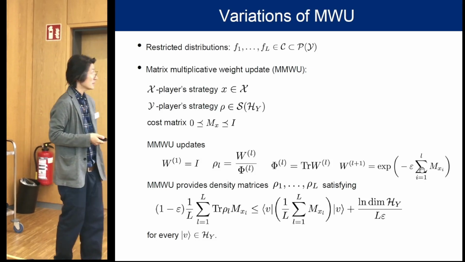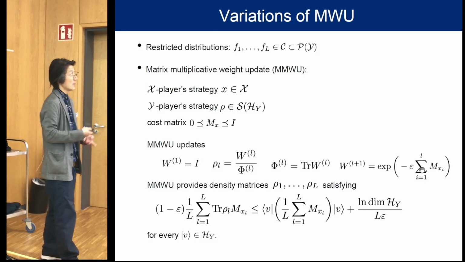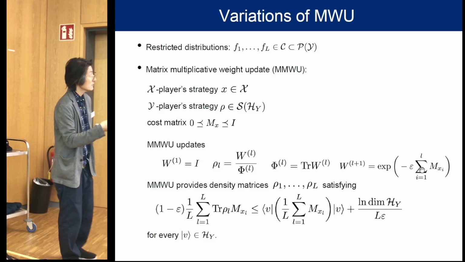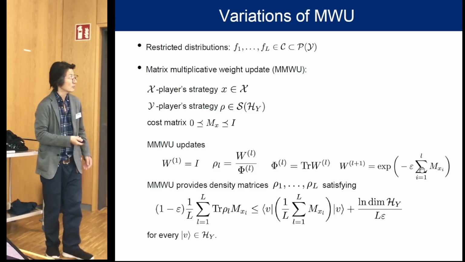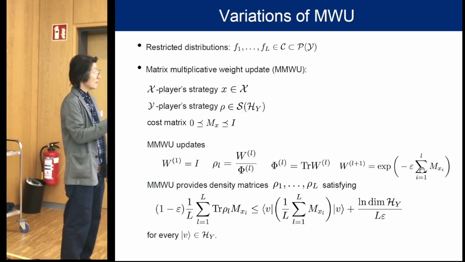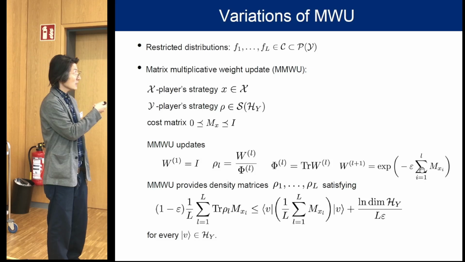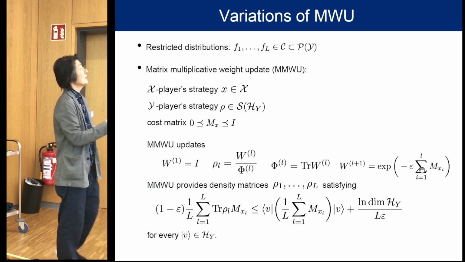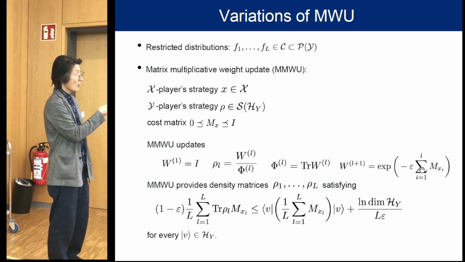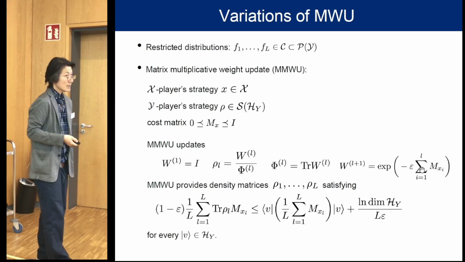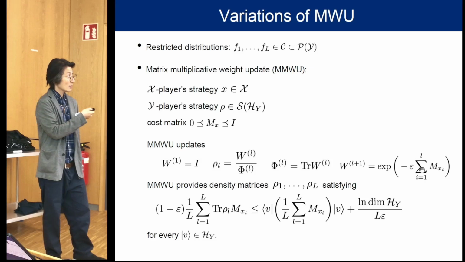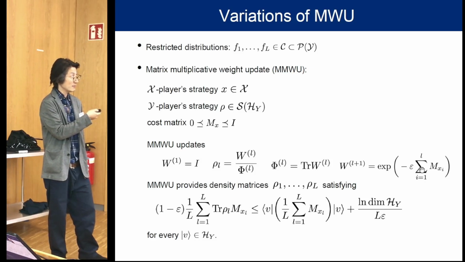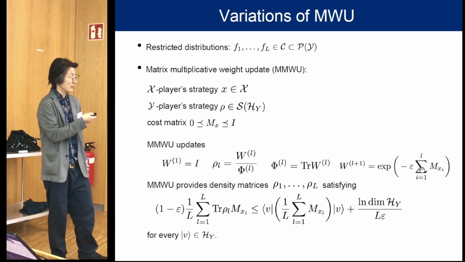Another variation is the matrix version of the multiplicative weight update algorithm, which might be interesting for this audience, I think. In the matrix version, the X player's strategy will be a classical symbol X. But the Y player's strategy will be some density matrix rho in some Hilbert space. And the cost will be a cost matrix, a positive semi-definite matrix M_X between the zero matrix and the identity.